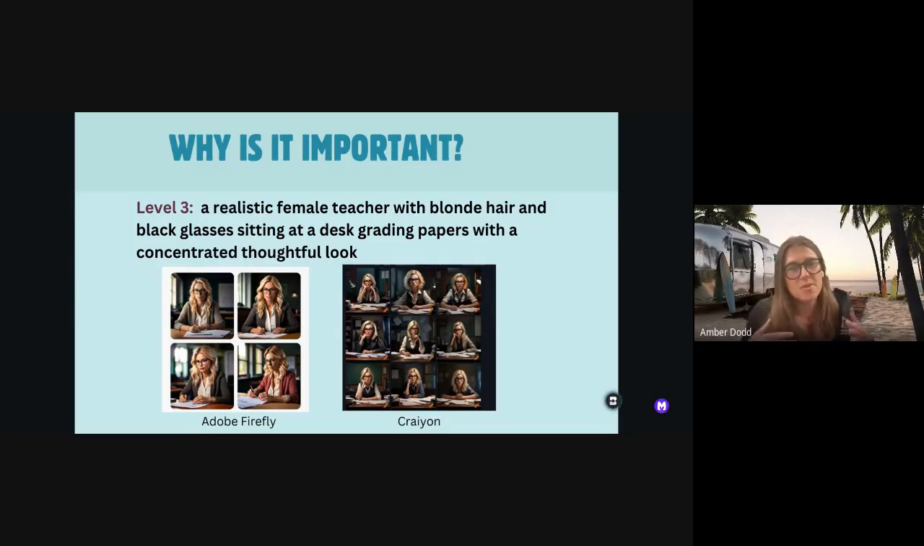But the more prompts that we can put in, the more descriptive that we can be with our prompts, the better outputs we're going to get with this. And this could help fight some of that bias that we see with AI, help combat it, and really narrow in on what we're looking for. So anytime you use AI, the more specific that you can be, the better outputs we're going to get from it.